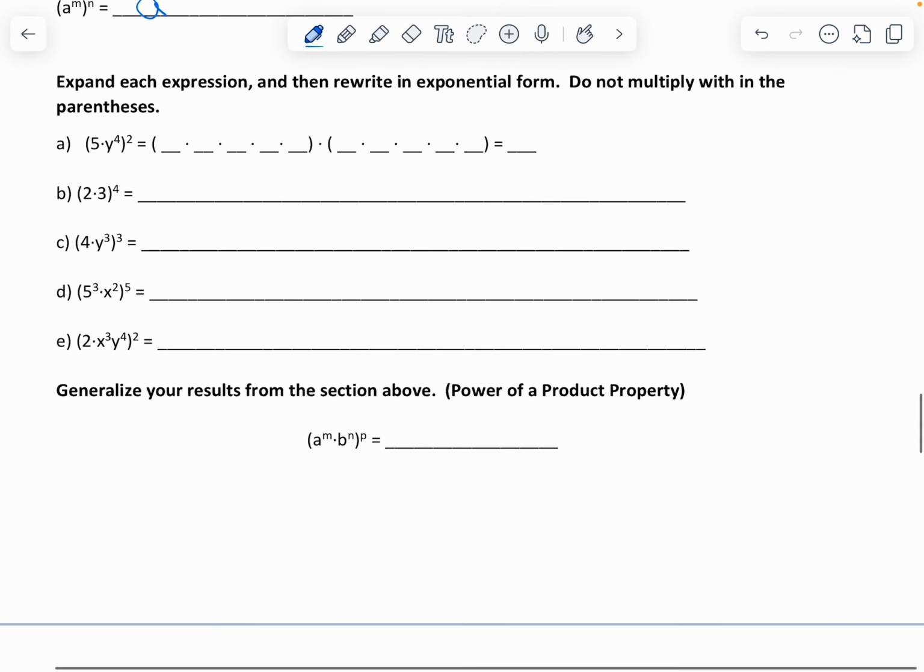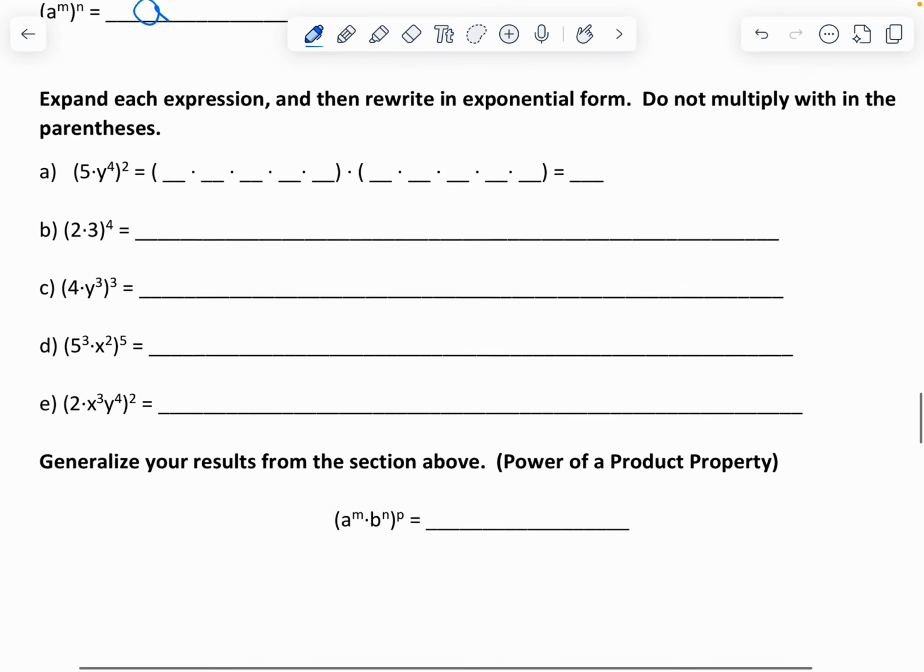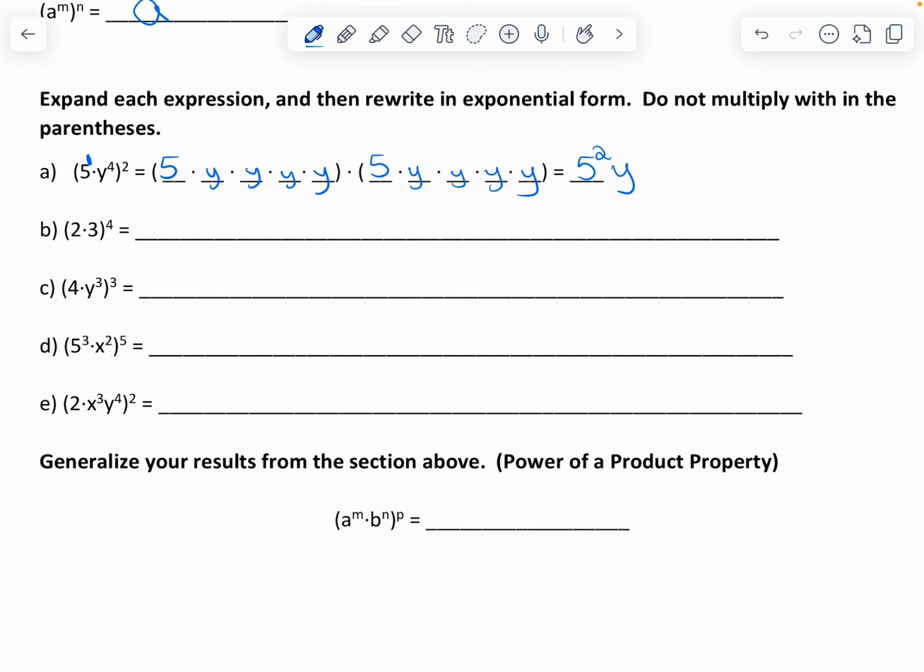Okay, so let's go down and do this. It says to write what's inside the parentheses 2 times. So, guys, there's an invisible 1 right here. So I have 5, and then I have 4 y's. And I have to write that again. I have 1 5, and I have 4 y's. So how many 5's do I have? I have 2 of them. How many y's do I have? I have 8 of them.